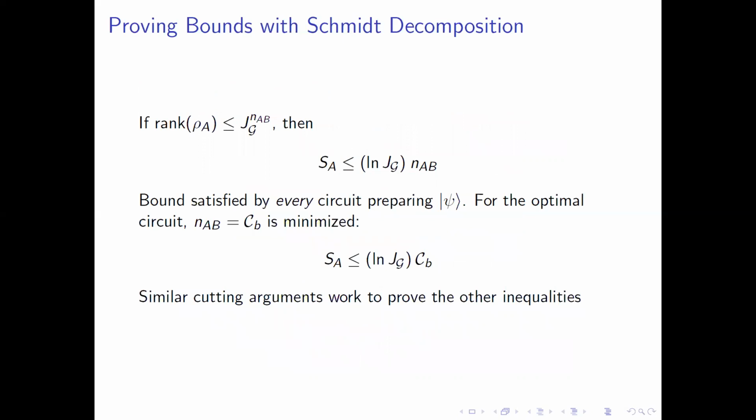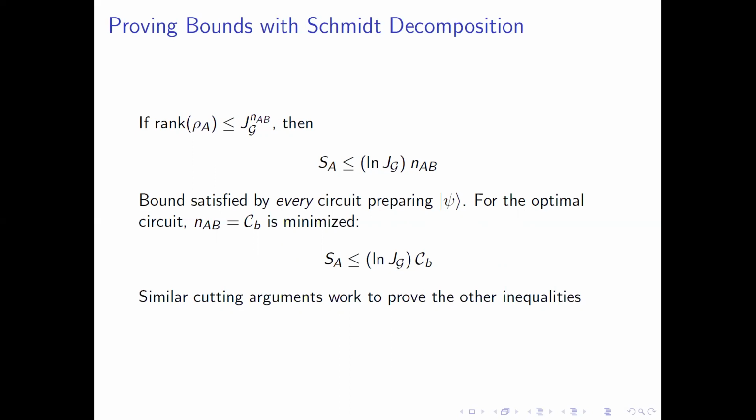Good. But if that fact is true, then it's pretty easy to see, say, by comparing to the maximally mixed state, that the von Neumann entropy of the reduced state on A is bounded above, basically by taking logs, by the number of entangling gates, again times a constant related to j sub g, the maximum operator Schmidt rank.